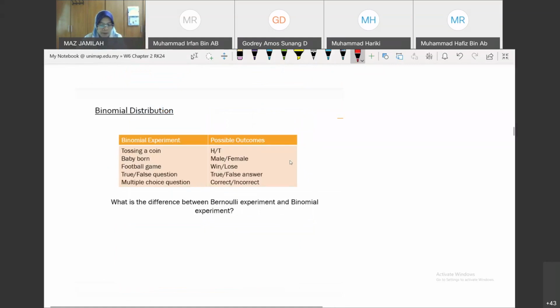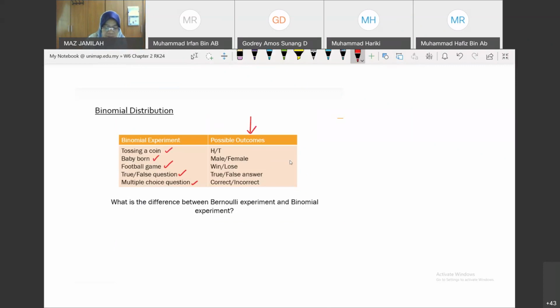Now, for example, binomial experiment. When we say binomial probability distribution, it means that we have a binomial experiment. So what are examples of a binomial experiment? For example, tossing a coin, baby born, football game, true or false, multiple choice question. How does this become binomial then? Look at the possible outcomes.